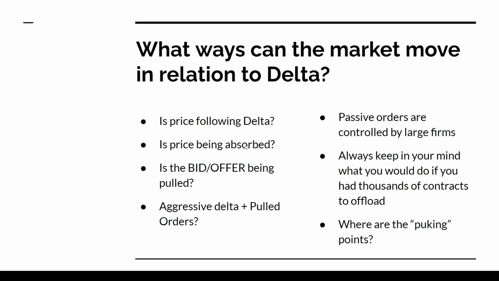Is price being absorbed, so are buyers or sellers aggressively coming into the market and the market is not moving? Is the bid or offer being pulled? When you see this, for the amount the market is moving, does it look like the market is moving too much for the amount of aggressive buying or selling that's coming in? What that looks like is orders being pulled. Very commonly, you'll see this in Globex, which we'll cover when we get to the examples.